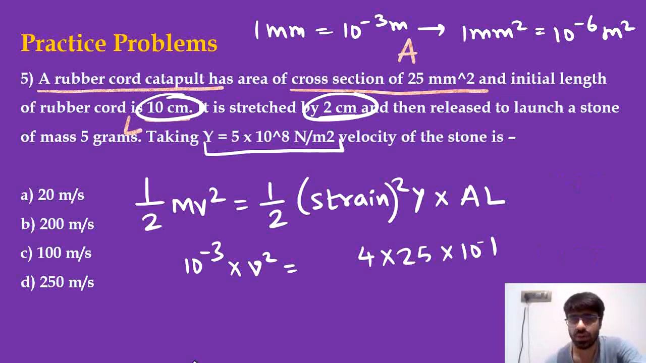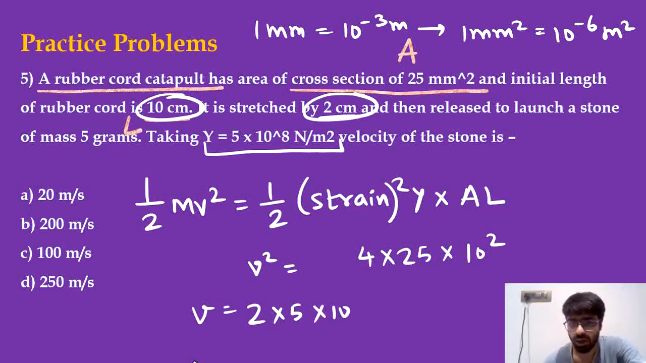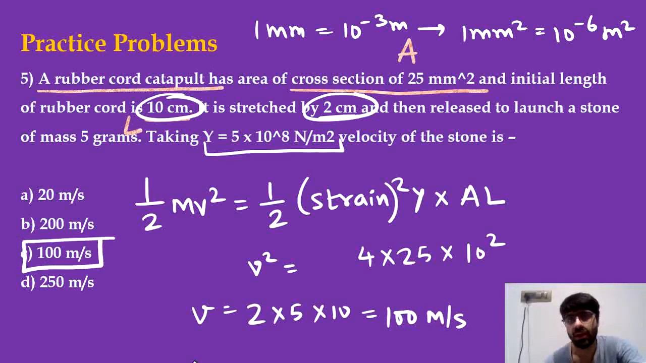10 to the power minus 3 on the left can be taken on the right. So that becomes 10 to the power 3, and 10 to the power minus 1 into 10 to the power 3 would be 10 to the power 2. All this represents the value of v square. So v would be 2 into 5 into 10 to the power 1. So that becomes 10 into 10, which is equal to 100 meter per second. So that is going to be the velocity of the stone, which makes option C the right answer for this question.